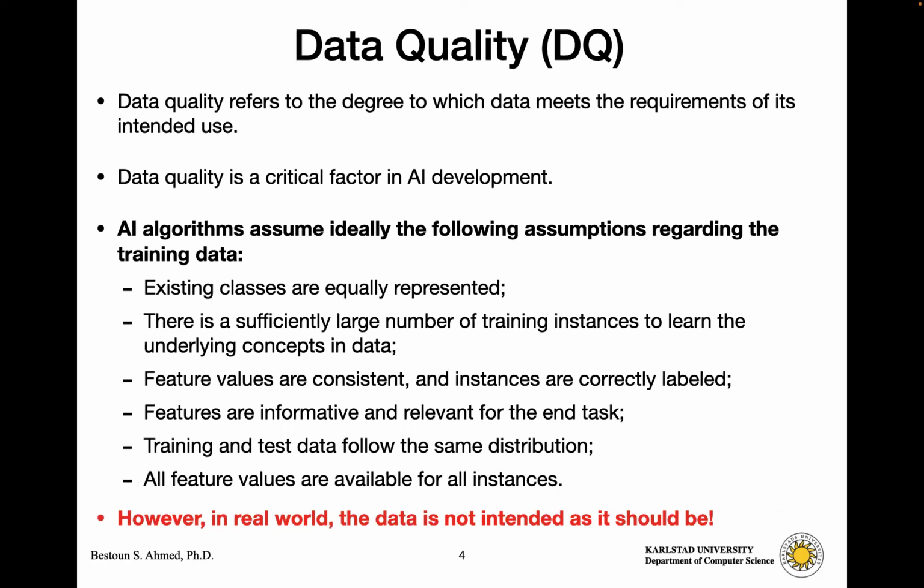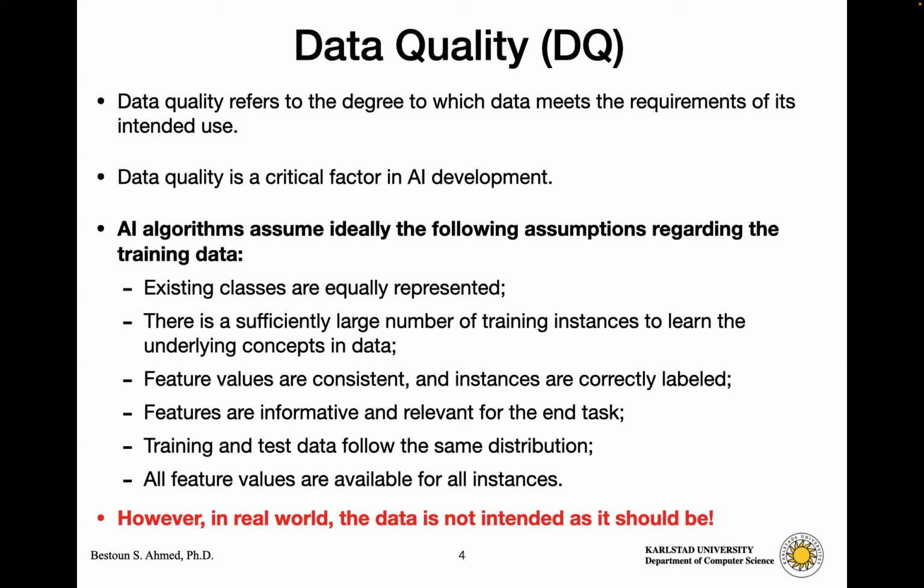One of the issues for the data is data quality. Data quality nowadays is a very problematic thing, because you want to make sure that the data has good quality, and in order to have a good decision by the model, you have to feed the model with good quality data. So it is the degree to which the data meets the requirements of the intended use.